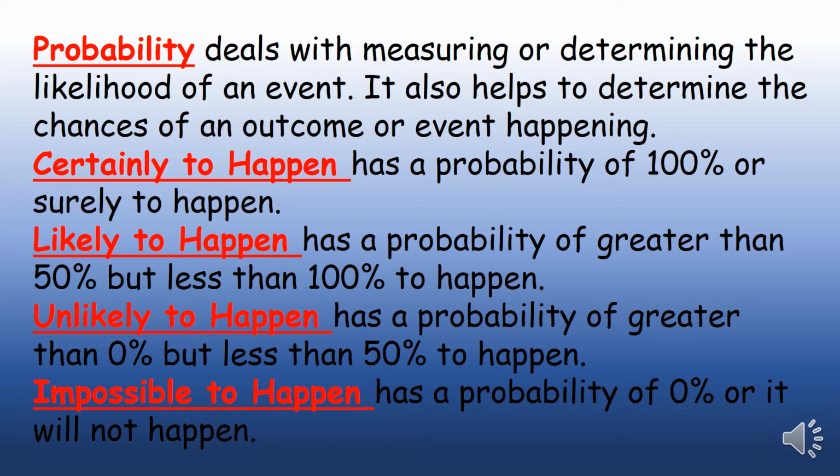Likely to happen has a probability of greater than 50% but less than 100%. Unlikely to happen has a probability of greater than 0% but less than 50%. Impossible to happen has a probability of 0%, or it will not happen.